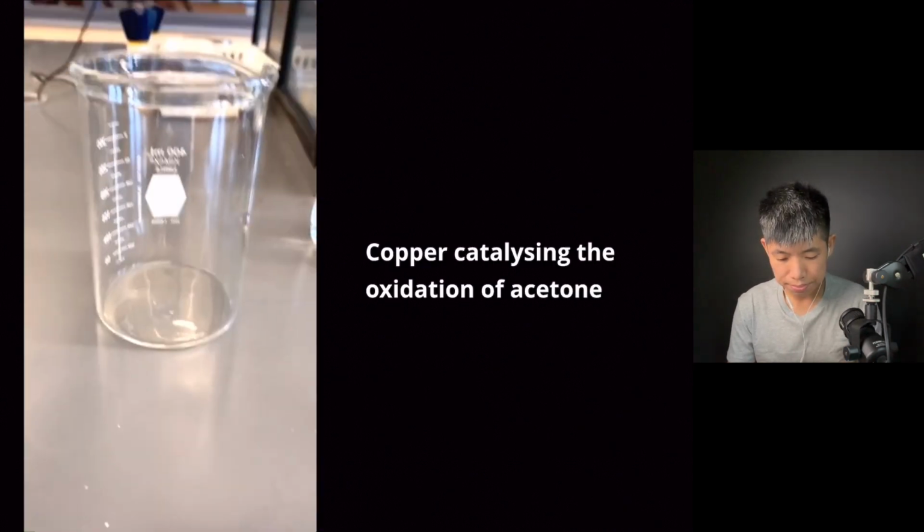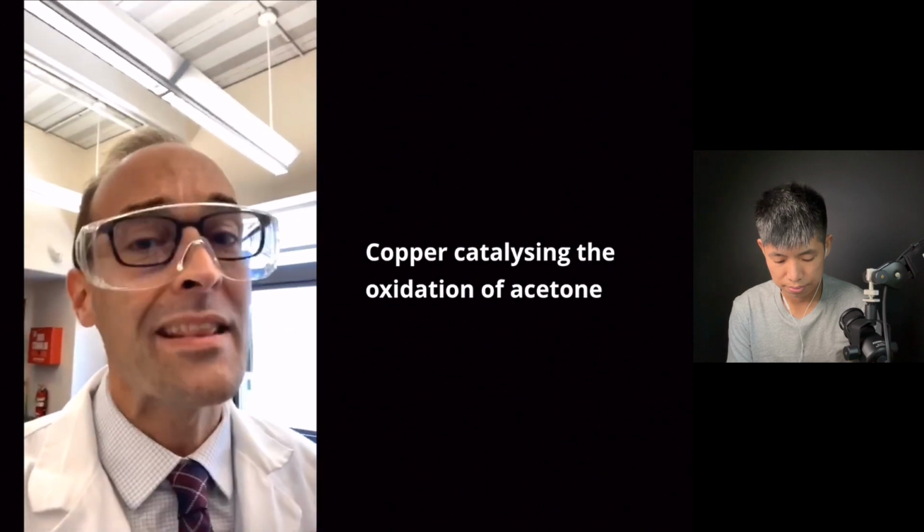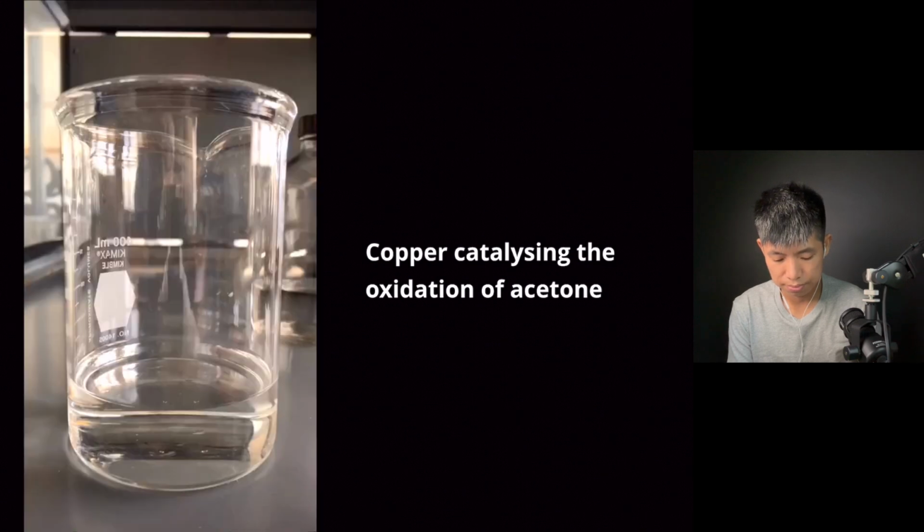Here's an experiment showing a copper coin used to catalyze the oxidation of acetone. Acetone is the chemical you find in your nail polish remover. Okay, let's take a look. Got a penny, a beaker, and some acetone. Now watch what happens when I heat the penny up and put it right back in the beaker.